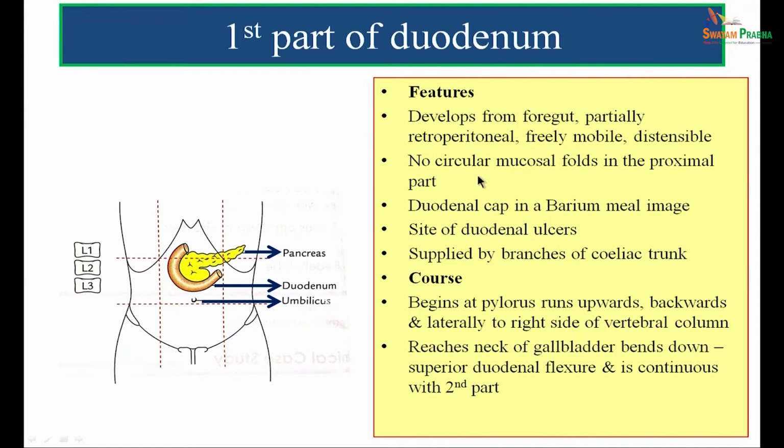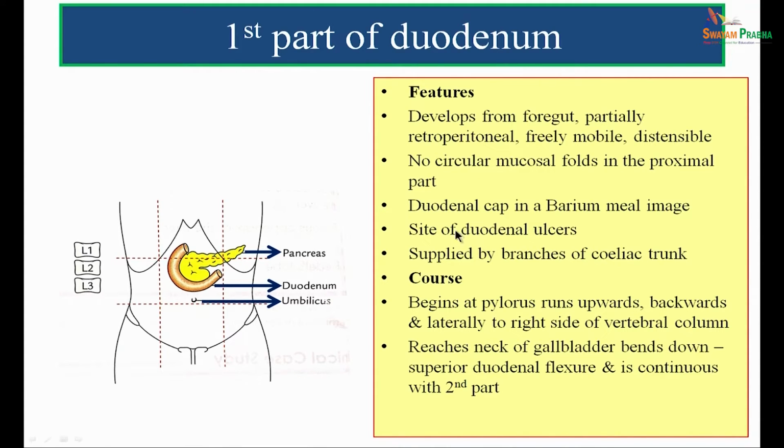I am highlighting this feature because we expect the entire small intestine to have a large number of circular mucosal folds, which will increase the surface area available for absorption. But in the case of the first part of the duodenum, since it is a continuation of the stomach, it shares some common features of the stomach and some common features of the small intestine as well. So, there are no circular mucosal folds in the first part of the duodenum. Later, they appear and keep increasing in number.